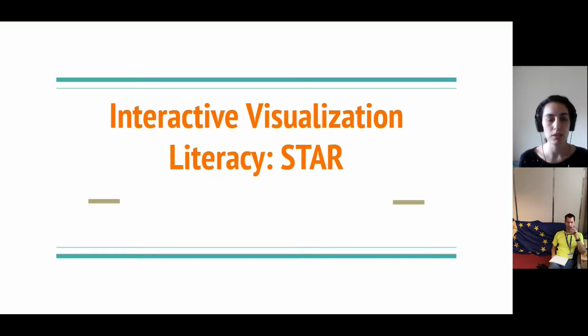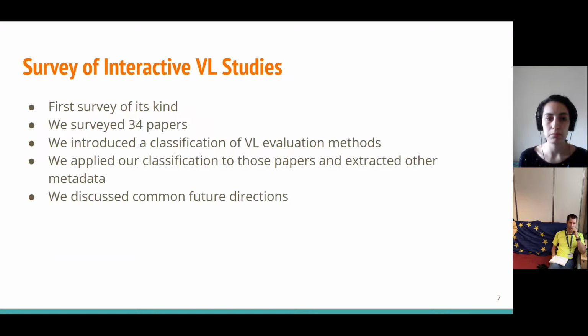I would like to continue with our survey paper, Interactive Visualization Literacy. This is the first survey of its kind, and we surveyed 34 papers, and we introduce a classification of visualization literacy evaluation methods. We also apply our classification to those papers and extract other valuable metadata. And at the end, we discuss the common future directions in the survey.